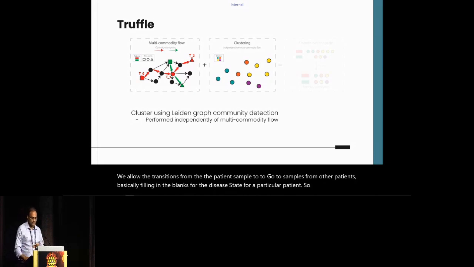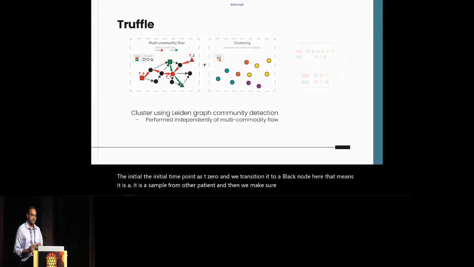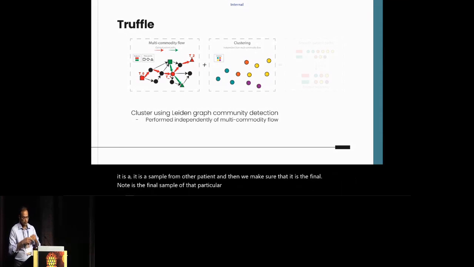So in this example, we have the initial time point as T0, and we transition it to a black node here. That means it's a sample from another patient, and then we make sure that the final node is the final sample of that particular patient. And that is how we construct the trajectory for a given patient.